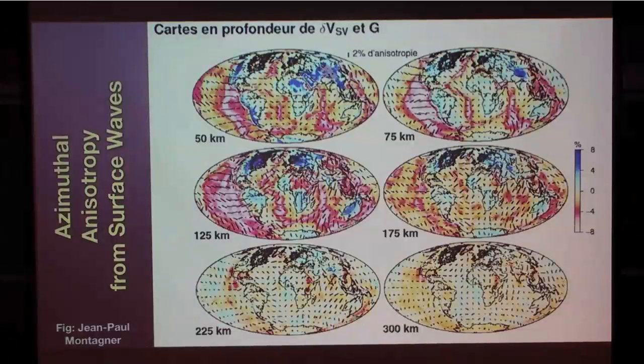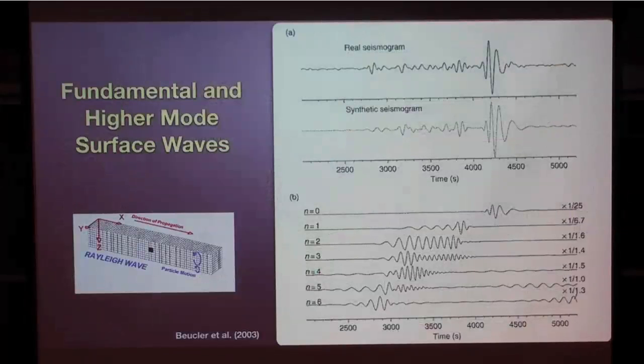So that's it for radial anisotropy. Azimuthal anisotropy, as Jean-Paul explained, can be constrained from surface waves. And we have some nice patterns that correlate pretty nicely with some tectonic features. I wasn't there when he gave his talk, but he probably went into a lot of details on this. And Eric last week gave a talk with his own results that were similar.